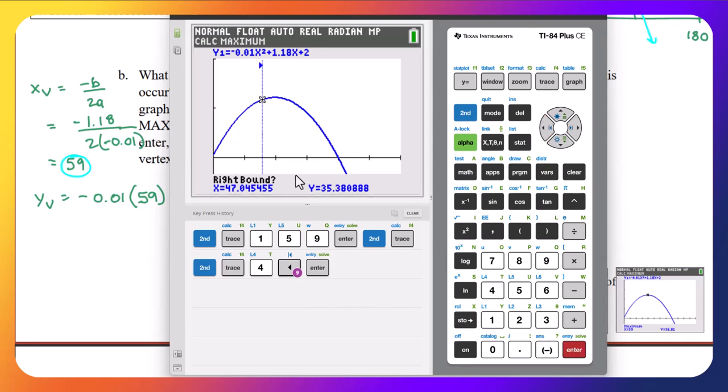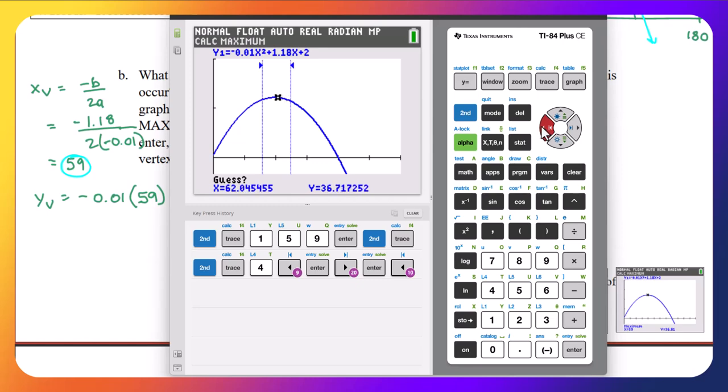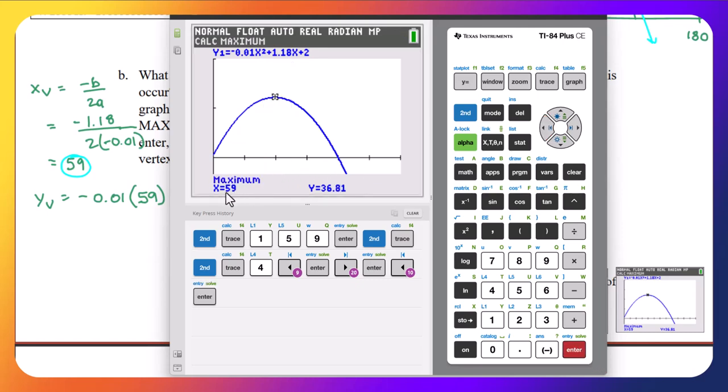The bottom of your screen now says right bound. So we go to the right of the vertex with the right arrow key and press enter, and now it says guess. So go back to the left, around the vertex, doesn't have to be exact, press enter a third time, and voila, the maximum or the vertex at 59, 36.81. 36.81 feet is the highest point the ball travels.